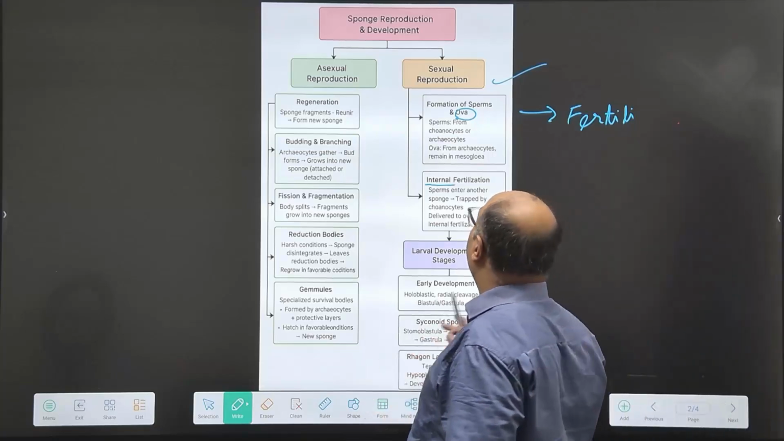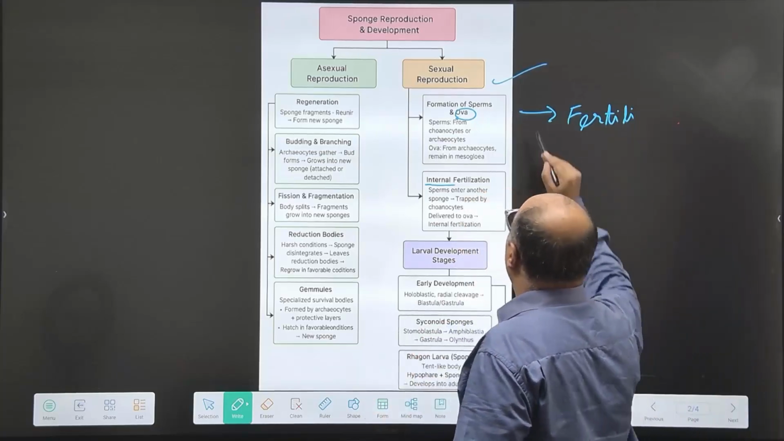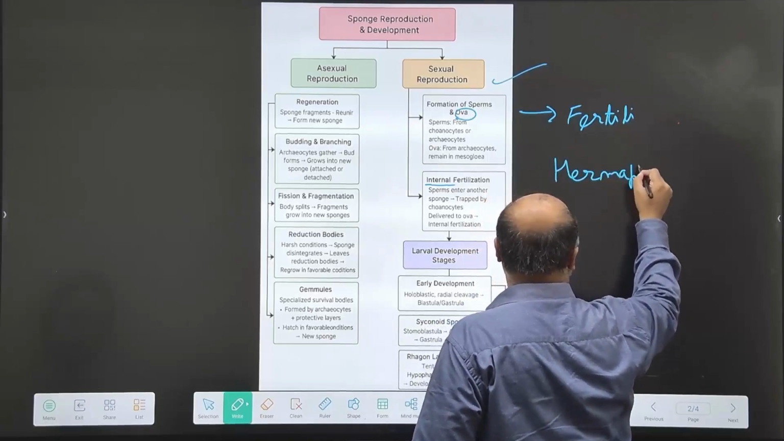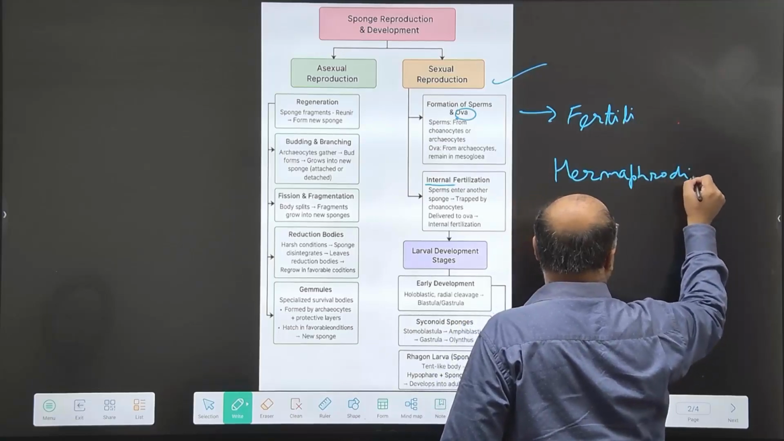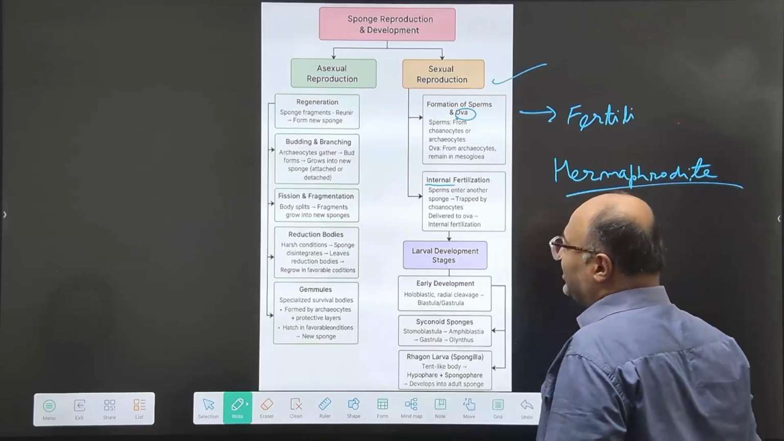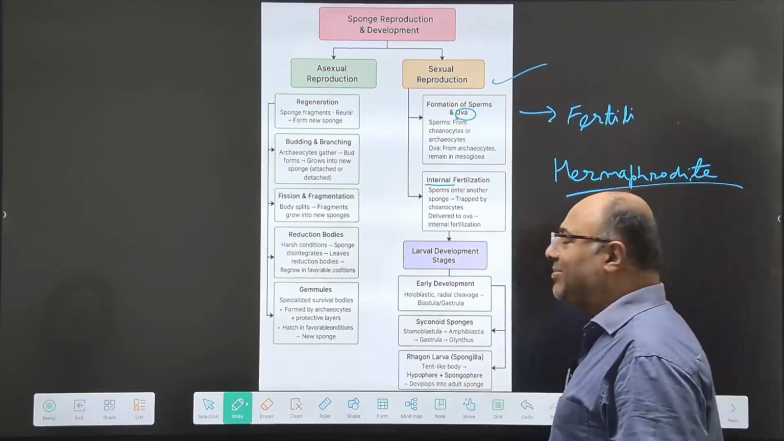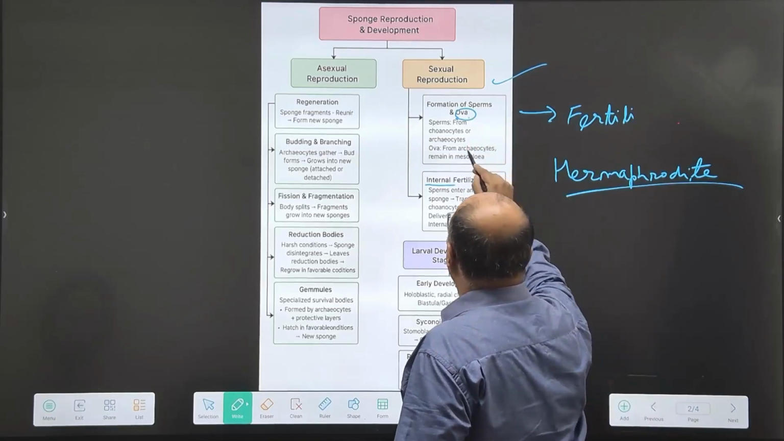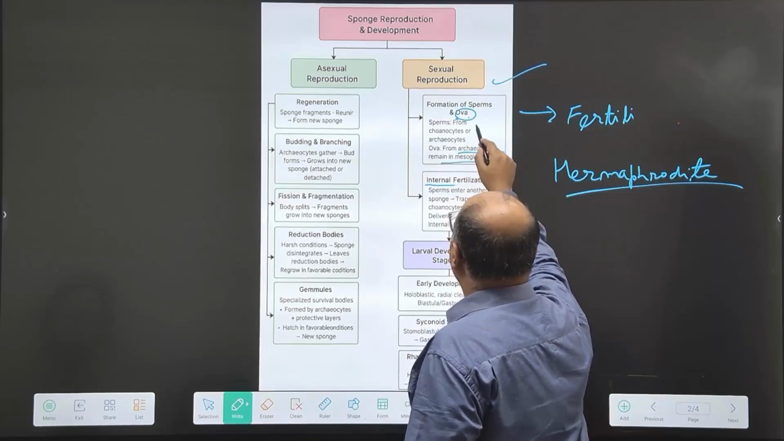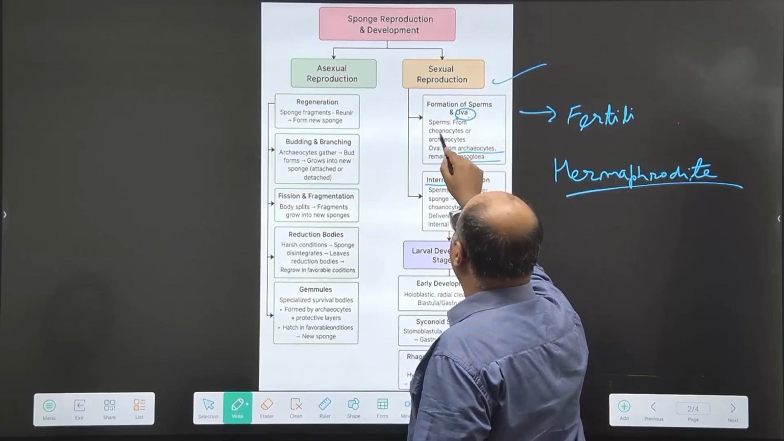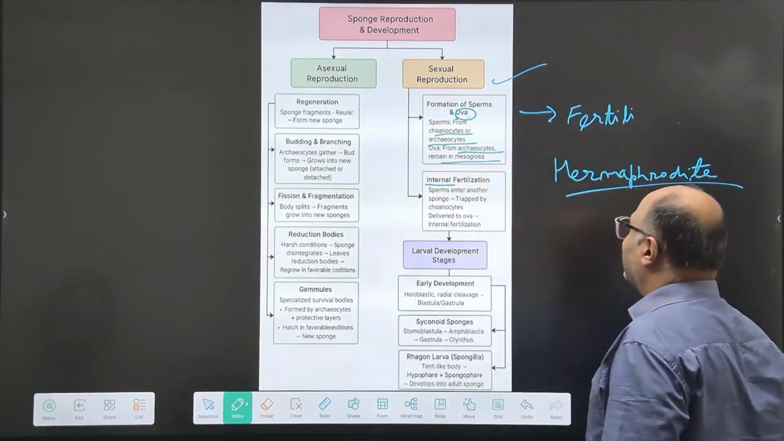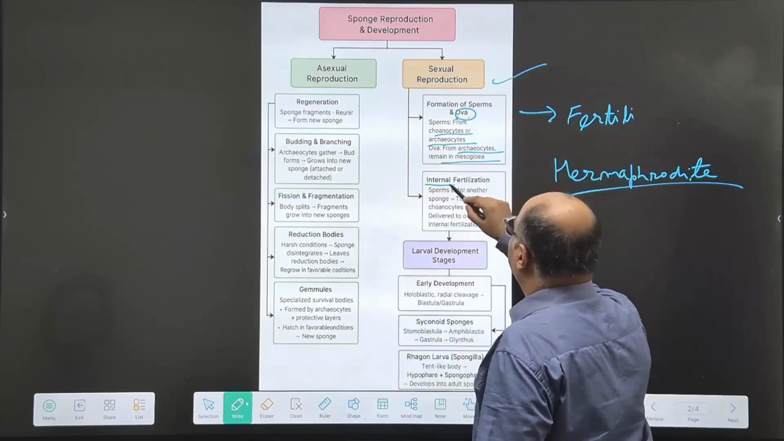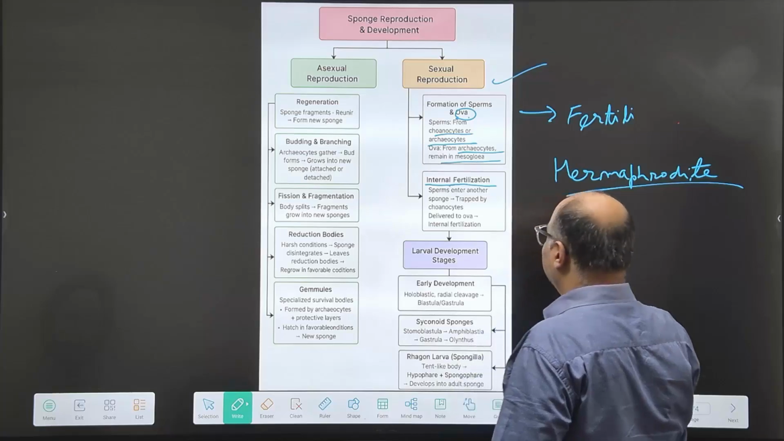So fertilization is internal. All sponges, okay, a few words we can add here. First and foremost, all sponges are hermaphrodites. We don't have separate male and female sponges. Every sponge is capable of producing both kinds of gametes. So ova are produced from the archaeocytes, which remain in the mesoglia. Sperms are produced from the choanocytes or archaeocytes, as the case may be. Now what happens? The fertilization is mostly internal, as I told you, rarely external.